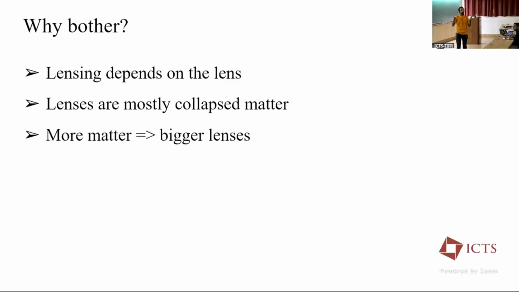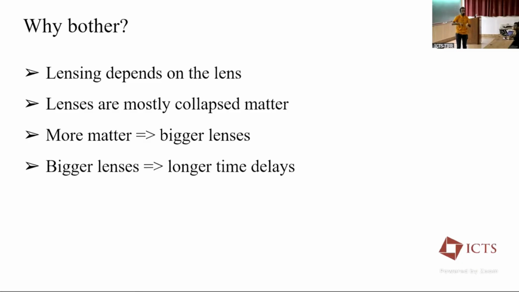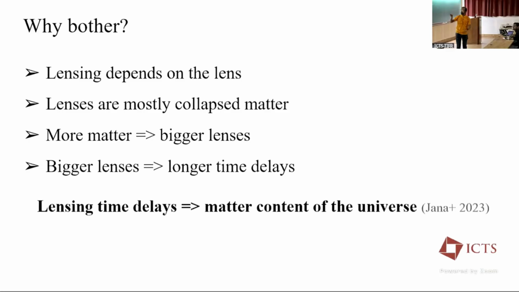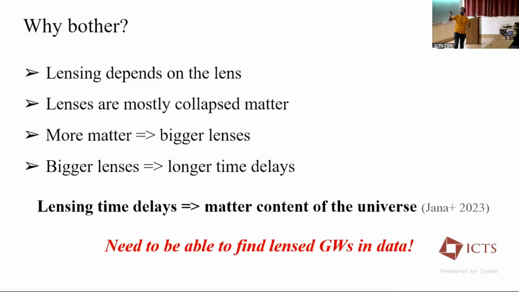And if you have more matter, there will be more collapse, and these collapsed objects will be more massive, they will be bigger. And the bigger they are, the more time delay they will give, because you have to bend around more. So if you could measure these lensing time delays, you could measure the matter content of the universe. Not only that, you can also measure the expansion rate and some other structure formation parameters. So this was part of Shouvik Jana's work. And this really gives you a simple way of measuring the universe using just time delays of lensed events. But in order to do that, you need to be able to find these images in the data first. And that's what this project is about, how to find lensed images in the data.